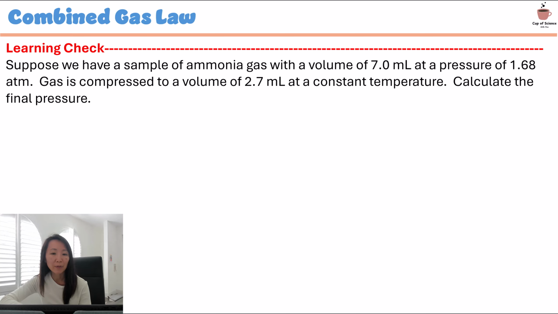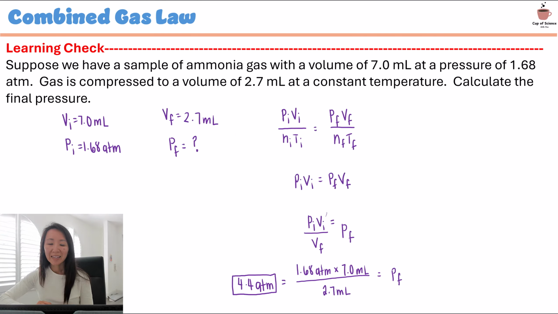Let's do another learning check. Suppose we have a sample of ammonia gas with a volume of 7.0 milliliters at a pressure of 1.68 atm. The gas is compressed to a volume of 2.7 milliliters at a constant temperature. Calculate the final pressure. So I want you to try this on your own and come back and check the key. And here is the key.